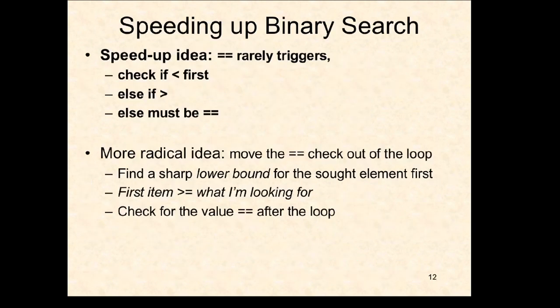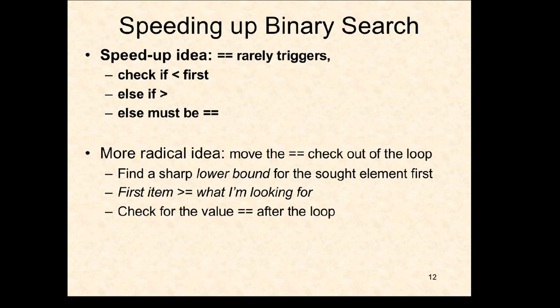Okay, so here's what we're going to do. A simple observation is that it's rarely true that it's equal. It's more often that it's less than or greater than. We usually don't get lucky on the very first try. It usually takes a couple of searches before we find the one we're looking for. So the first change we're going to make is to just reorder our comparisons: do less than followed by greater than, and then equals would be last. If it's not less than or greater than, then it must be equals.